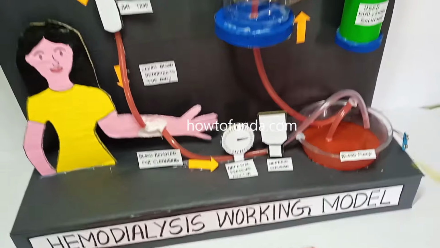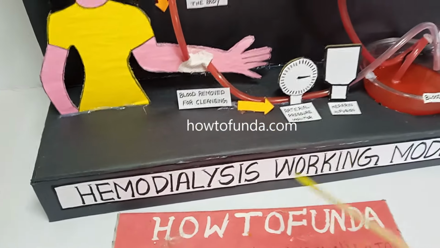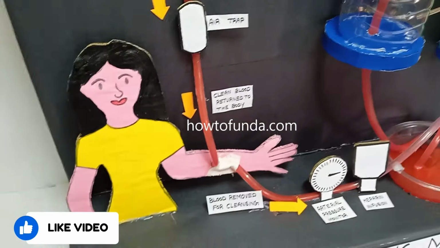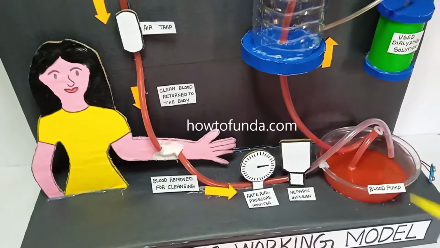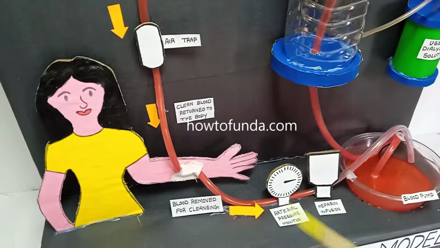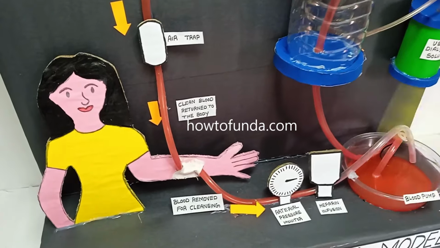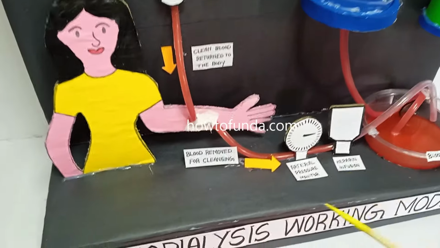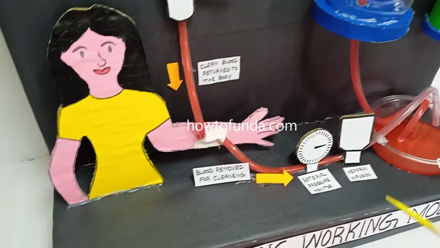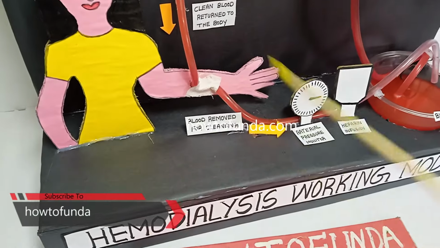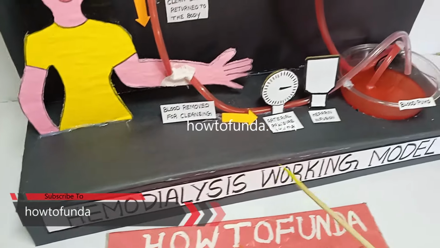In this video, I'll be discussing the hemodialysis working model. Before trying to understand what hemodialysis is, we have to perform dialysis when there is a failure in the kidney. The kidney's functionality is to purify the blood of any impurities or unwanted things. In case the kidney stops working or fails to do its job, then we have to perform dialysis. One method of dialysis is the hemodialysis working model.